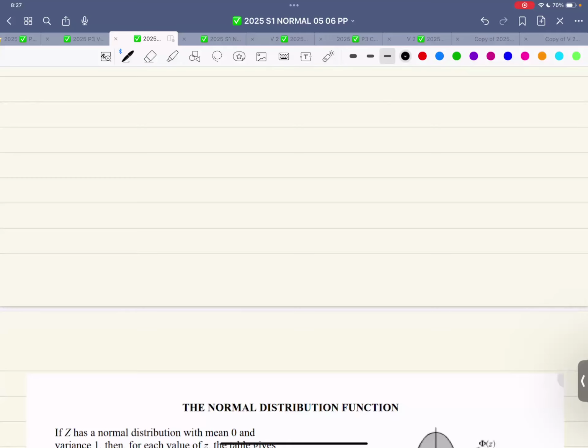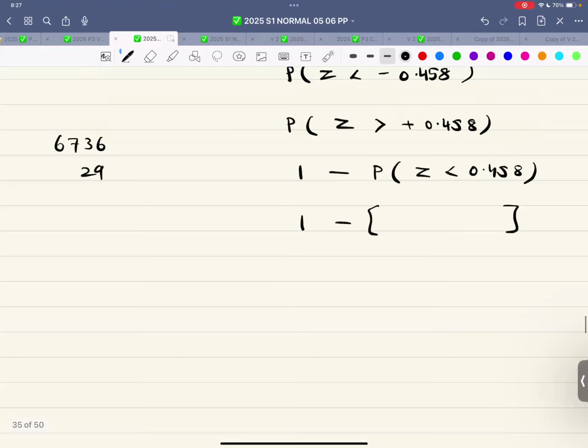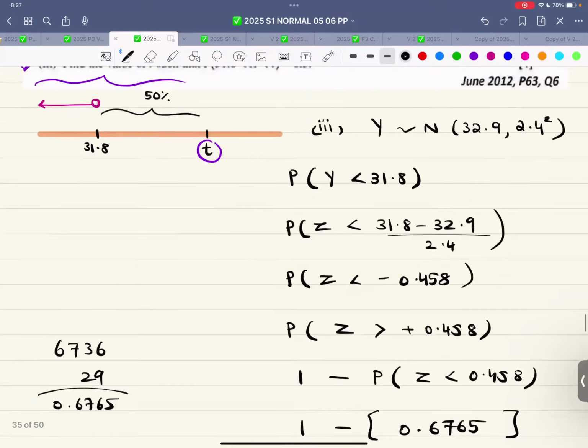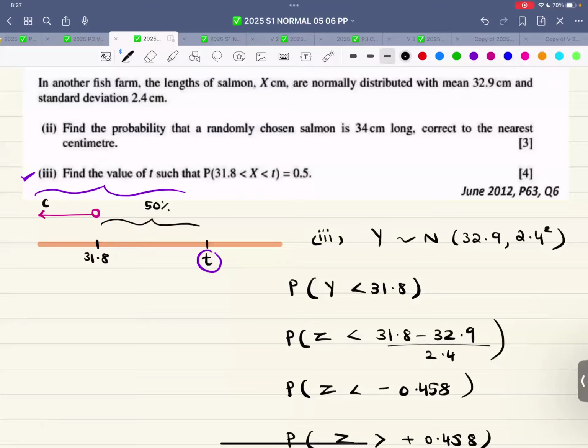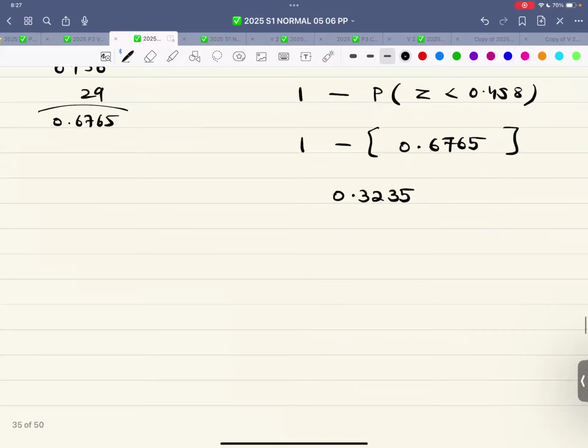That comes out to be 0.6765. 1 minus 0.6765 divided by 1, 2, 3, 4 minus 1. That comes out to be 0.3235. Okay, that is lesser than this thing. So this is 0.3235. Now add it up.